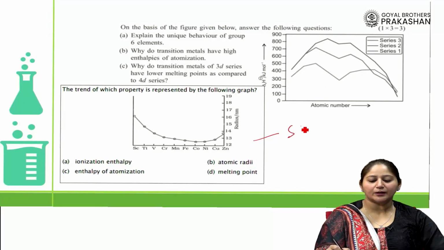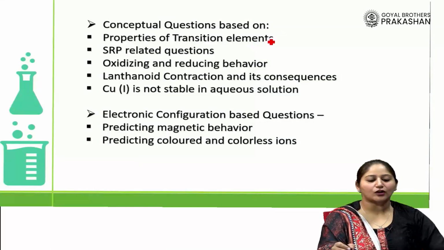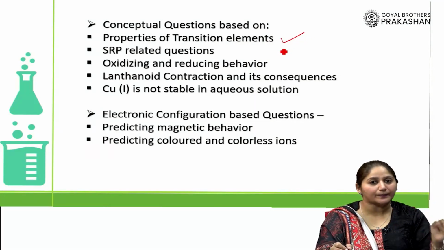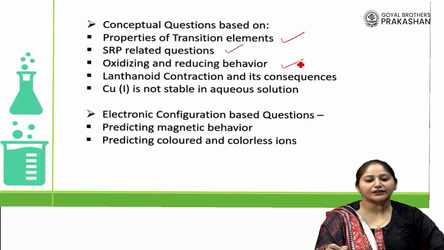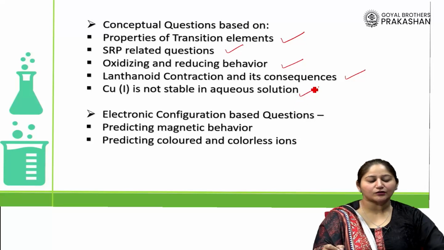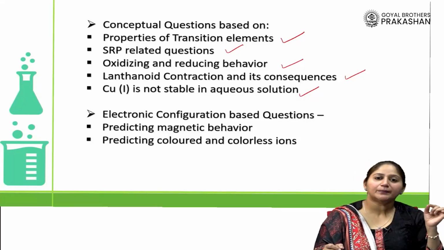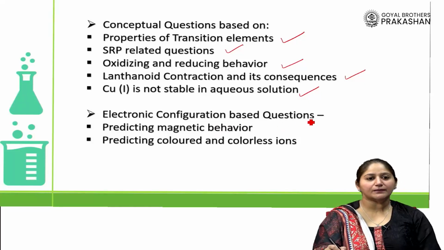This question is from the sample question paper that I have mentioned here. So this is an MCQ. Then conceptual questions based on properties of transition elements. Focus on the key terms of each and every property. Then, as I said, standard reduction potential related questions, E0 based questions, oxidizing and reducing behavior, lanthanoid contraction, copper 1 is not stable in aqueous solution, K2Cr2O7 and KMnO4 reactions and preparation. It is super important. Then electronic configuration based questions.